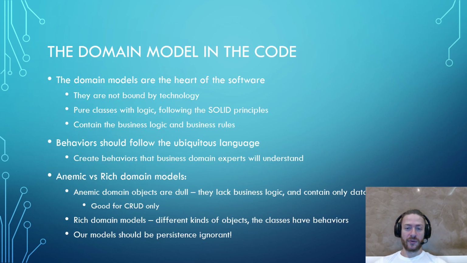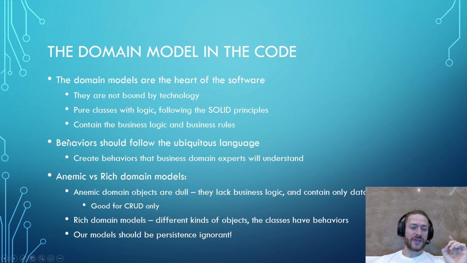So the domain model, for which I'm going to show you a lot of examples in the next videos, but the domain models are the heart of the software. They're not bound by the technology. They should just follow plain old object-oriented principles and plain old solid principles. That's the most important thing about the domain model in terms of how we write it in the code. It will contain business logic, business rules and validation. It will contain everything which can fit in these classes in terms of logic and rules.